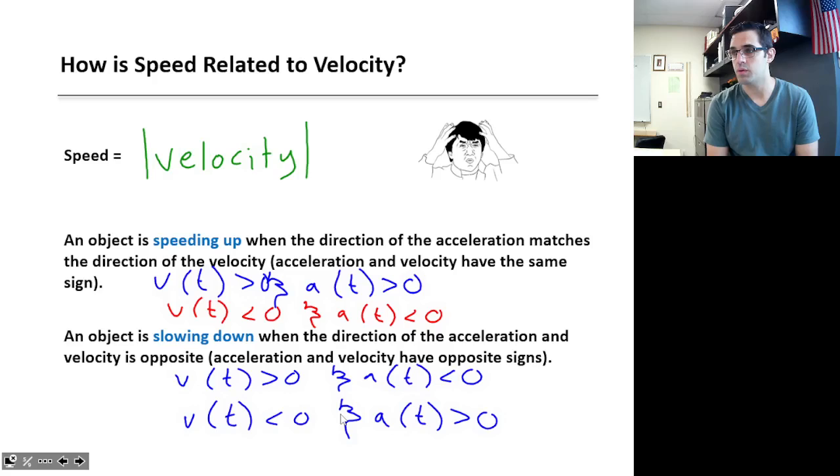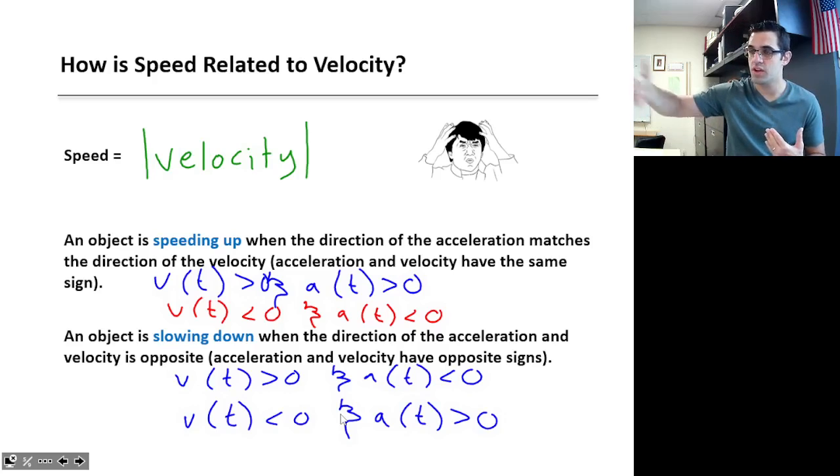Slowing down would be when our velocity is one direction and our acceleration is the other direction, or when one's positive and one's negative. It doesn't matter which way it is. If one's positive, one's negative, then whatever our particle or our object is, it's slowing down. So you can think of it, your car is going a certain velocity, like if you're on a racetrack, but if you're slowing down, like if your velocity is decreasing over time, but you're still moving in that positive direction, you have a positive velocity, you're slowing down, so you have a negative acceleration.